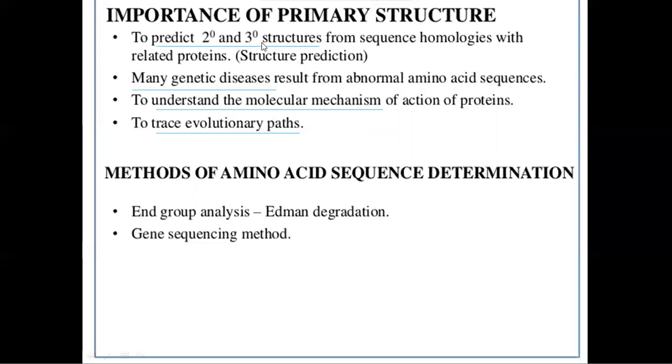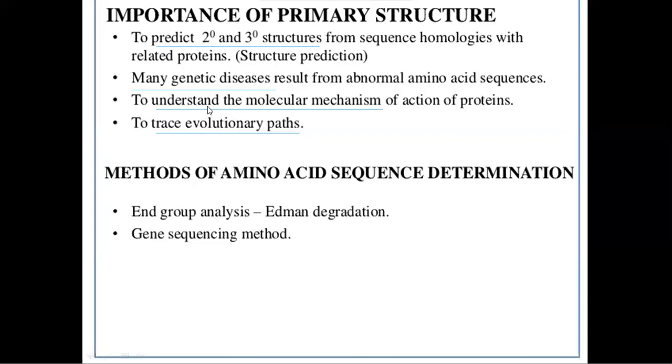The primary structure has the genetic sequence, an amino acid sequence, which is useful for predicting the secondary and tertiary structures of proteins. And these primary structures are also useful for identifying genetic diseases. For example, sickle cell anemia is a genetic disease. There is a change in the sequence of amino acids. It is mainly due to some important amino acids present in the genetic sequence. So if you change the genetic sequence, that leads to sickle cell anemia.